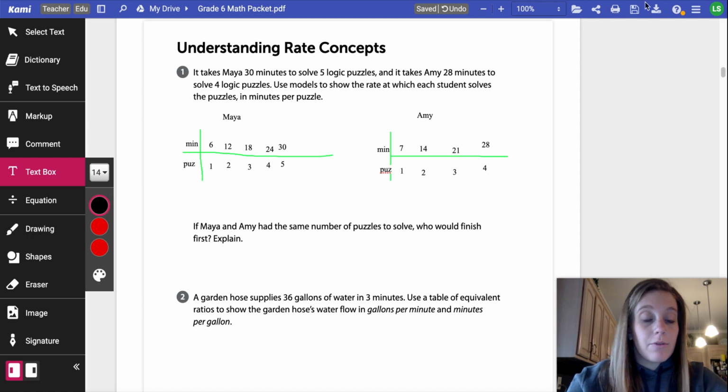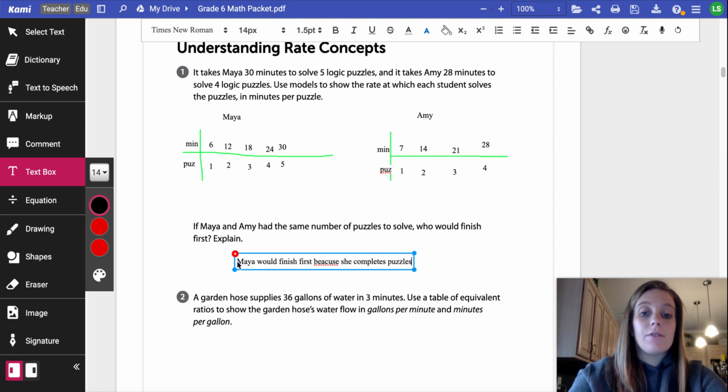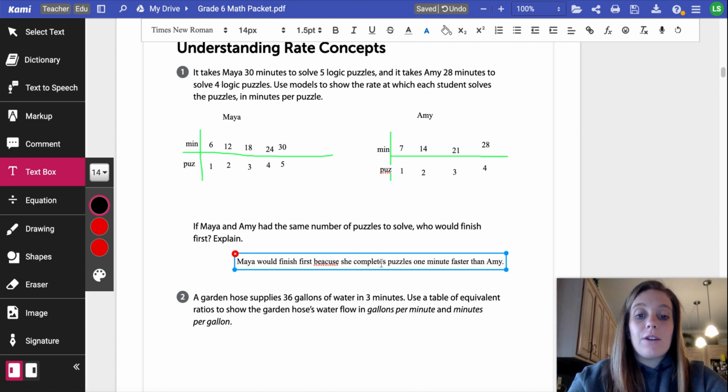Okay, so my ratio table for Amy looks like this: 7 minutes per puzzle, where Maya's was 6 minutes per puzzle. So if Maya and Amy had the same number of puzzles to solve, who would finish first? In this case, Maya would finish first because she completes 1 puzzle 1 minute faster than Amy. And I actually need to go back and edit this.